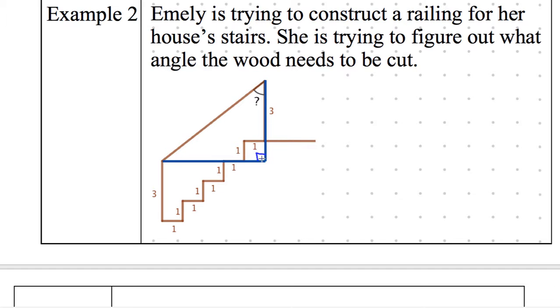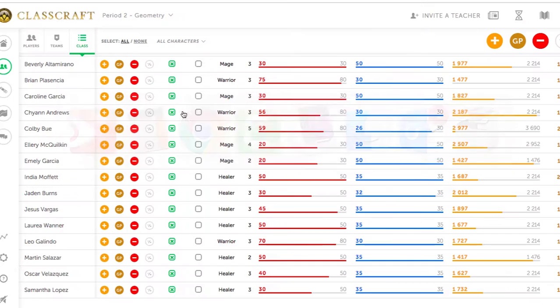This is a right triangle. I can clearly see what this length is, 3, but then I need to add this little bit. I need to calculate how long that length is. Who can do that for us? So Lorea has her card in.